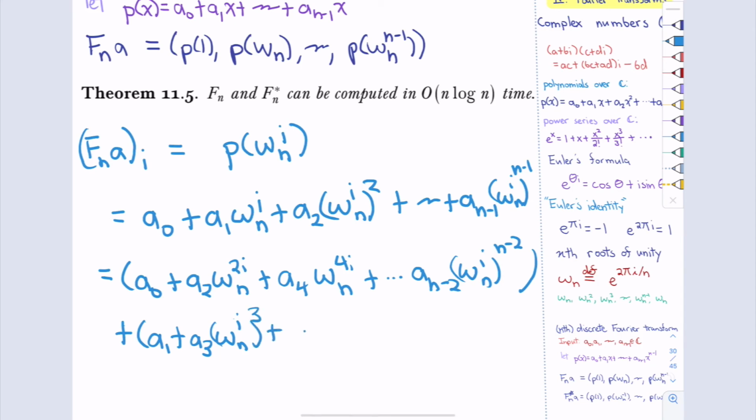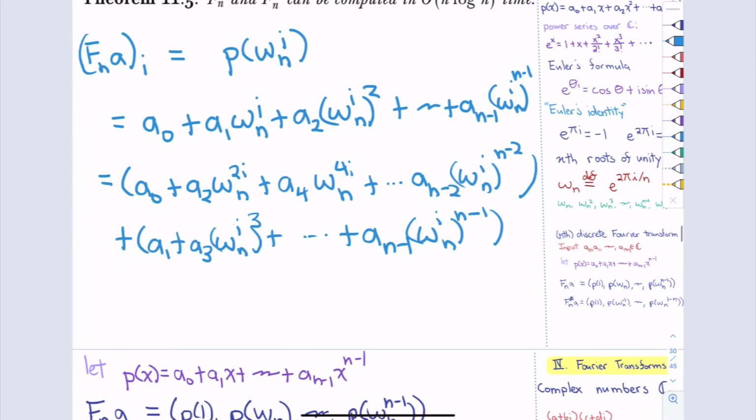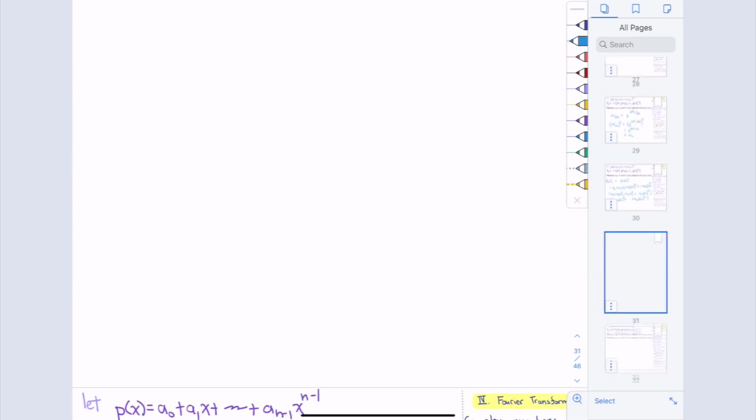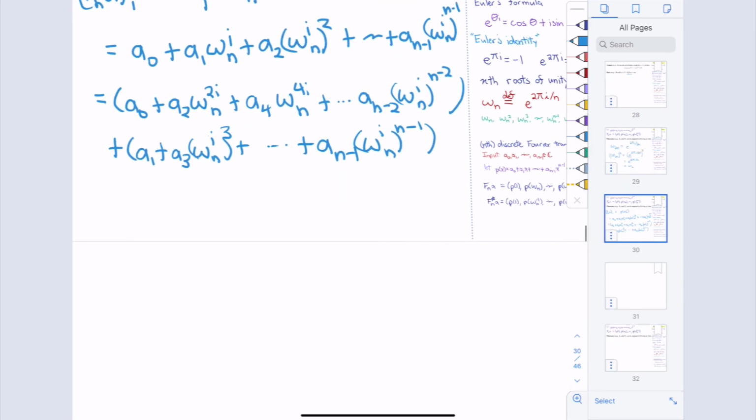Cubed. Okay, so I've just taken that first sum and split it into two sums. That's going to be the division of our divide and conquer. Now, let's just look at the even sum.